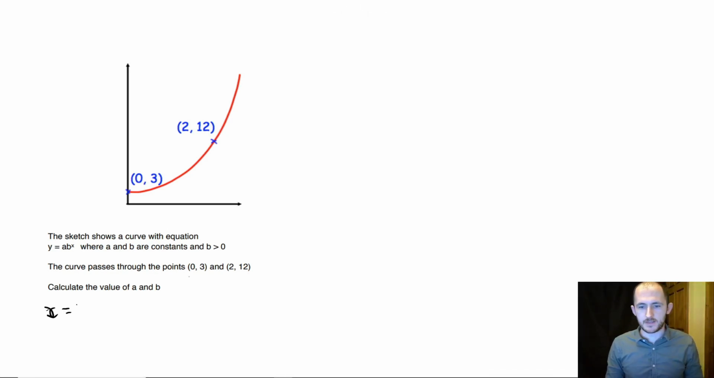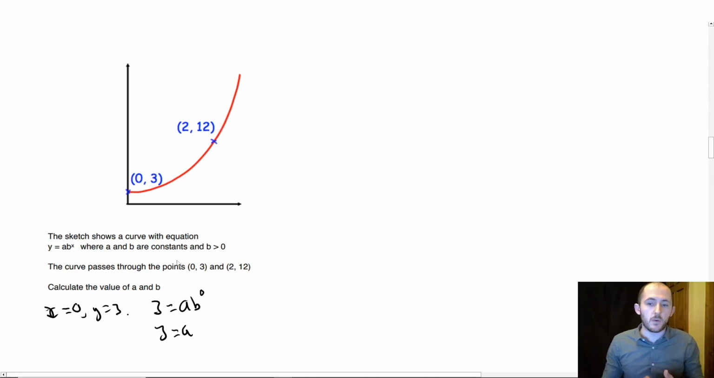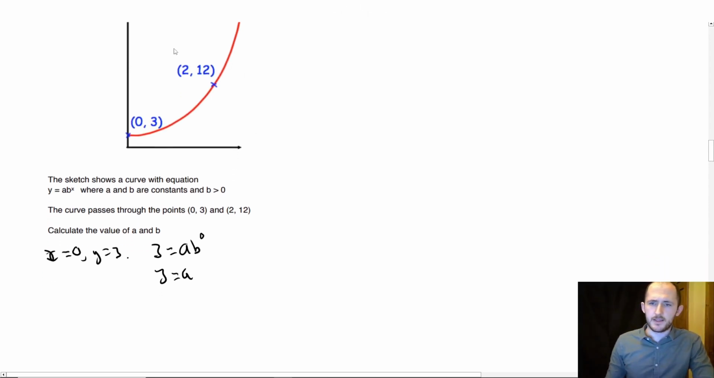So x is equal to 0, you have y is equal to 3, so that means 3 is equal to a b to the power of 0. b to the power of 0 is 1, so 3 is equal to a. So yes, it is always going to be the number in front, but again, if you're unsure, substitute in, okay? There's no sense in risking stuff. Next thing we have is (2, 12). So let's sub that in.